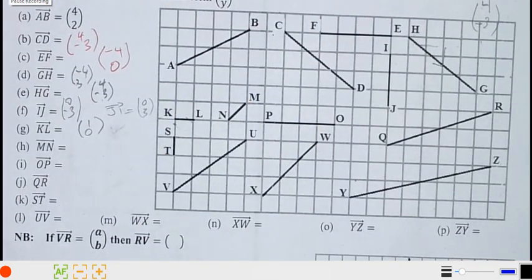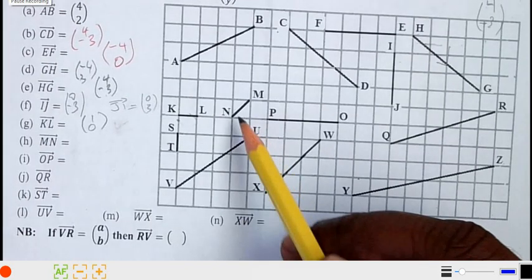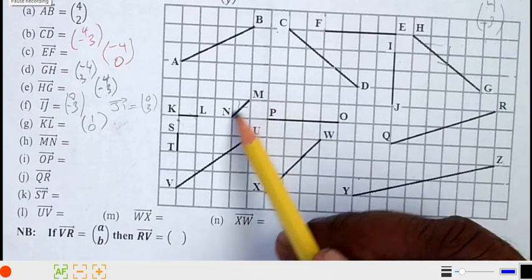Alright, let's do MN. Going from M to N. Remember where we're going now. Are we going from N to M? Or are we going from M to N? M to N. We're going this direction. We're going from M to N.